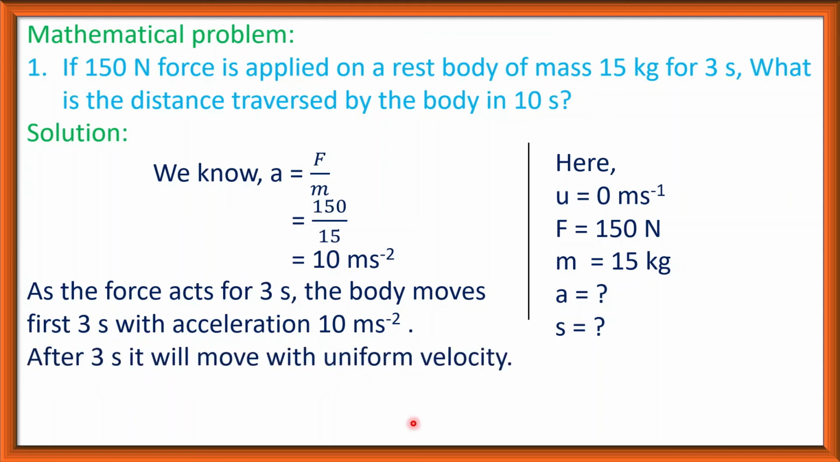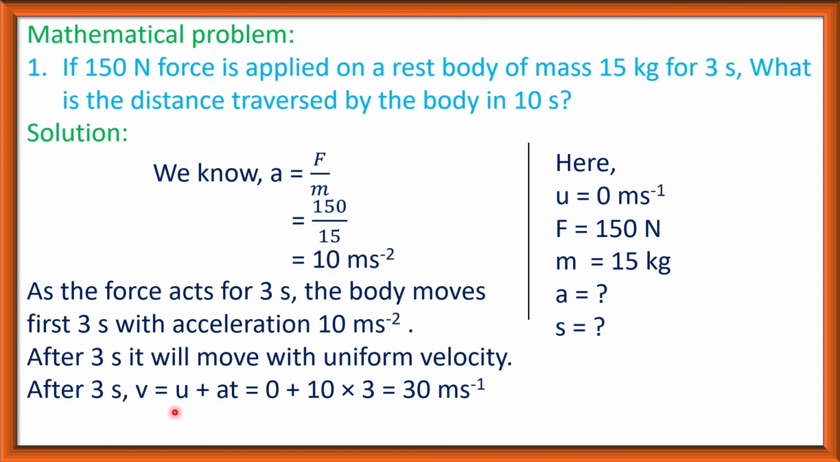After 3 seconds it will move with uniform velocity, and this uniform velocity v is equal to u plus at. We know v is equal to u plus at. u is the initial velocity and this is 0, and a means acceleration 10 meter per second square, and time t is equal to 3. So after 3 seconds velocity of the body will be 30 meter per second. This is the uniform velocity, and after 3 seconds the body will move with this 30 meter per second uniform velocity.